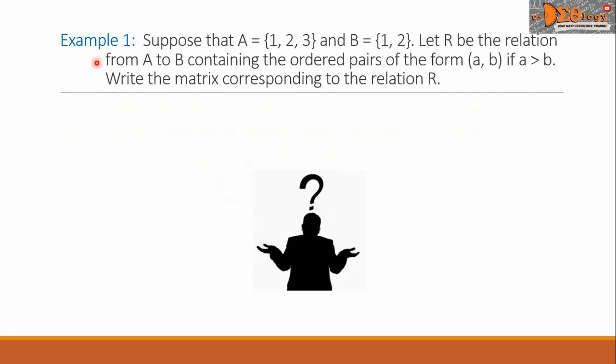Let us see example 1. Suppose that set A equals {1, 2, 3}, and set B equals {1, 2}. Let R be the relation from A to B containing the ordered pairs of the form (a, b), if a is greater than b. Write the matrix corresponding to the relation R.